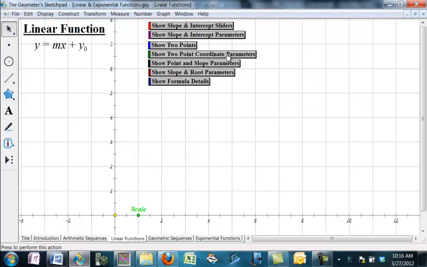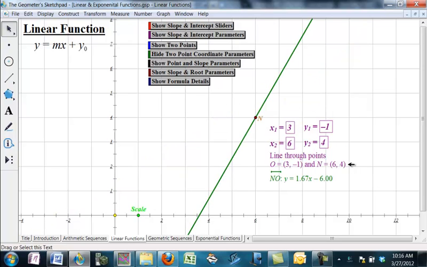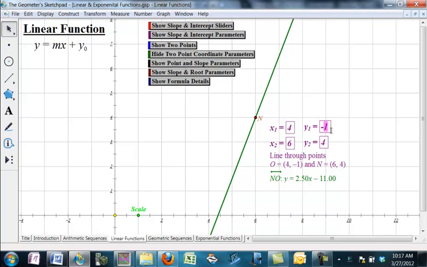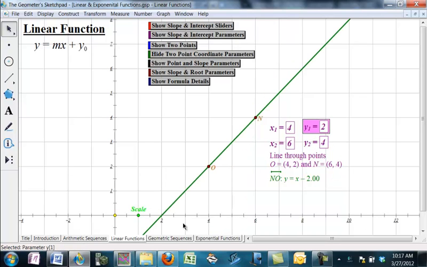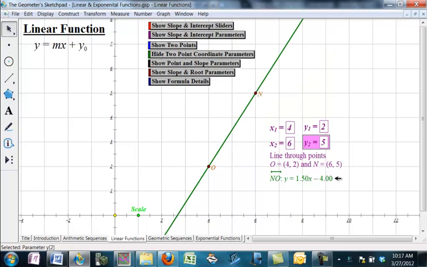This one does the same thing, but allows you to type in the coordinates of the two points that you want. So say we had a point at 4, 2, that's the point O. And then let's say we have a point at 6, 5. Okay, so you can see a point at 4, 2, a point at 6, 5.